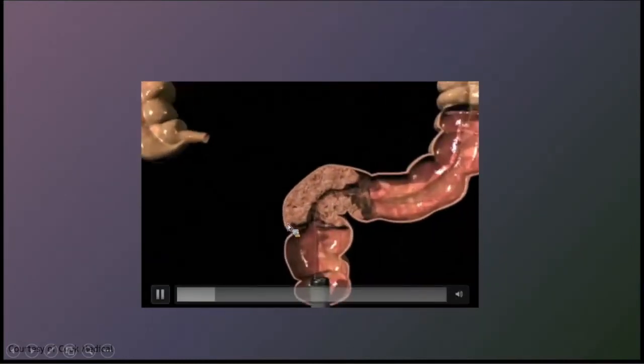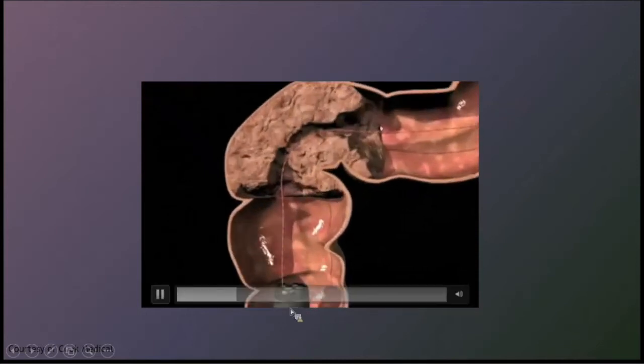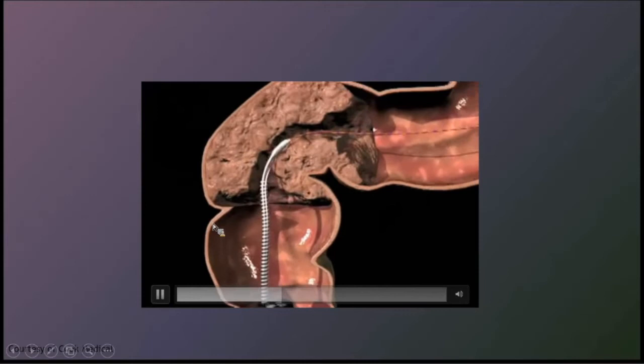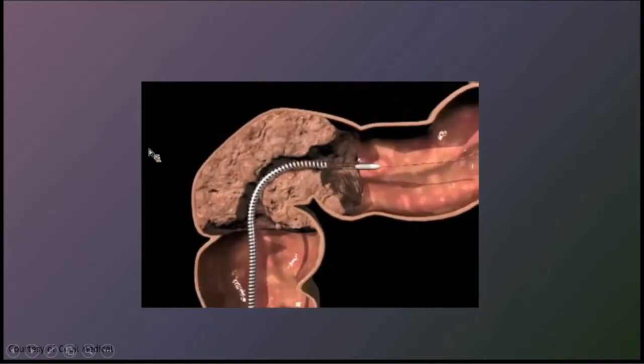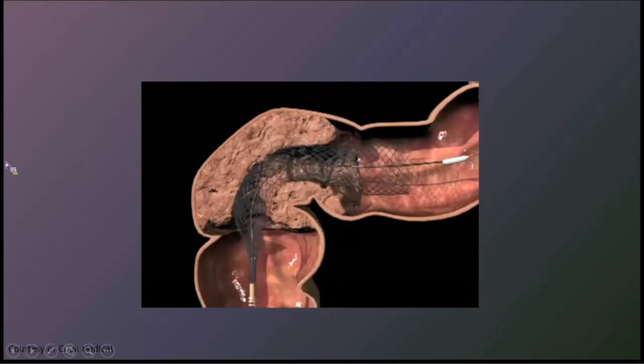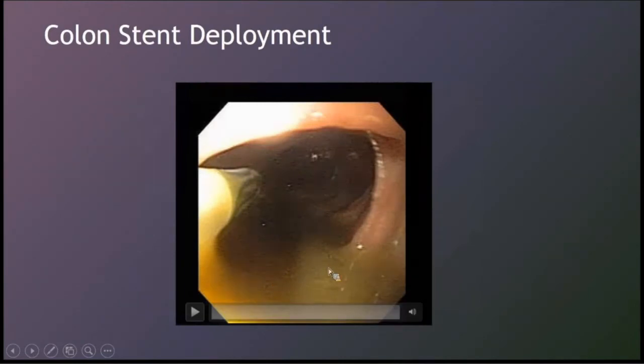So in this animation, there is an obstructing tumor at the rectosigmoid. There's a wire that goes across, and then we put a stent catheter over that wire under X-ray guidance. And then as we peel back the catheter, the stent opens up, and this is a good image of how the stent sort of pushes things aside and works very well.